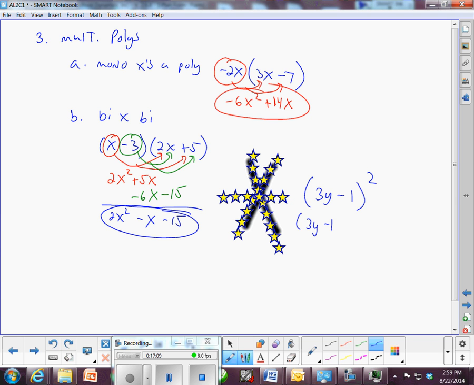So we've got a 3y, the base, times itself: 3y minus 1 times 3y minus 1. How would you finish this off? Distribute, right? And add like terms, and voila, you'd multiply your binomial times your binomial.